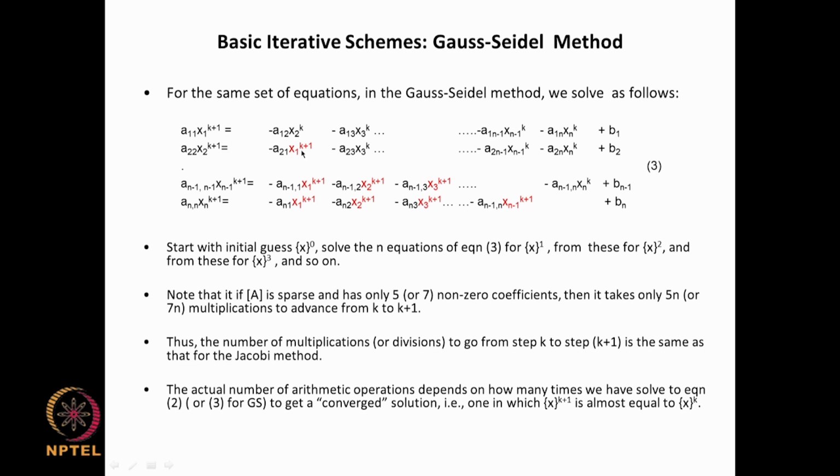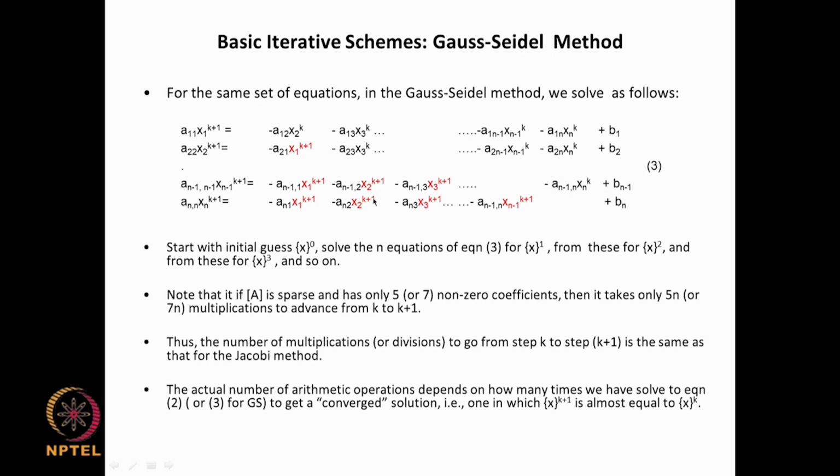So, we make use of the updated value here, and we have not solved the third equation. So, we still have only the old value, and all these are old values, and then you have b2. By the time we come to the n minus 1th variable xn minus 1, we have solved for x1, x2, x3 all the way to xn minus 2. For all those we make use of the updated values, and only for the yet to be updated value xn k is put as the old value.